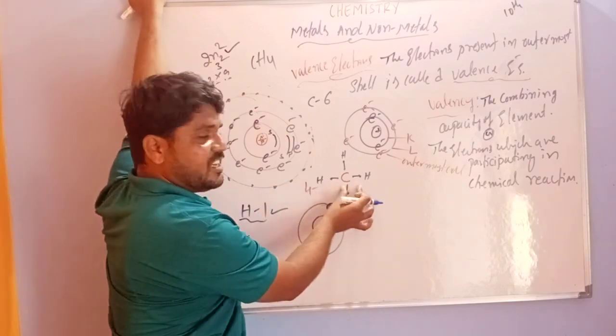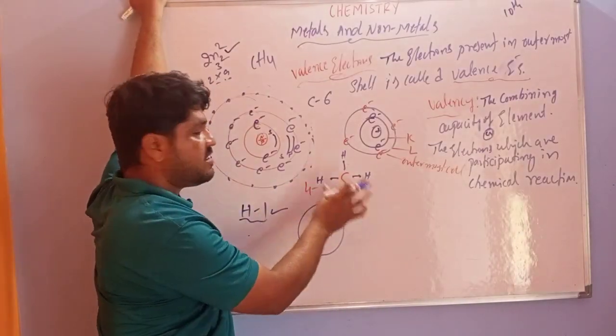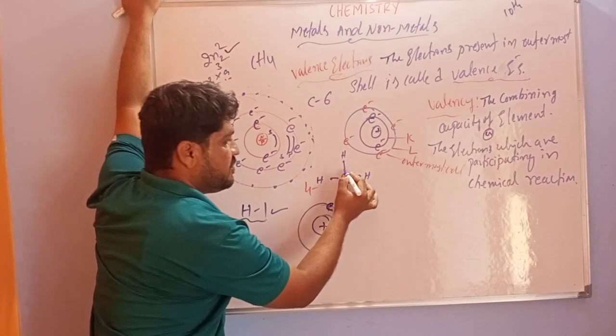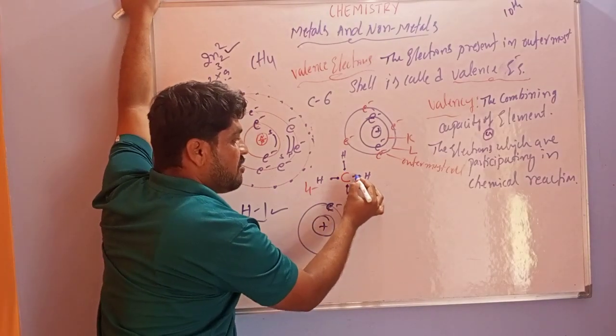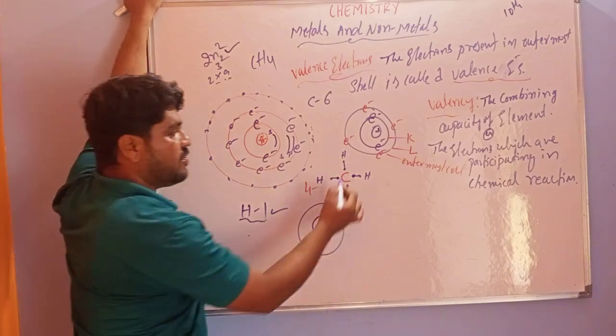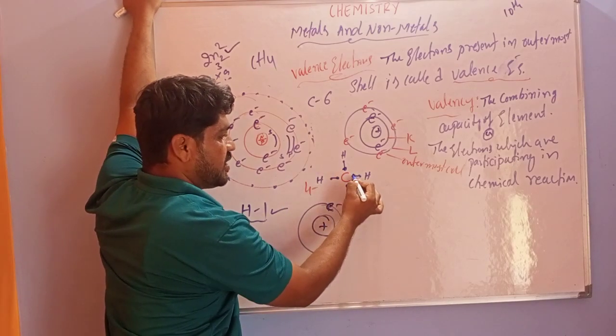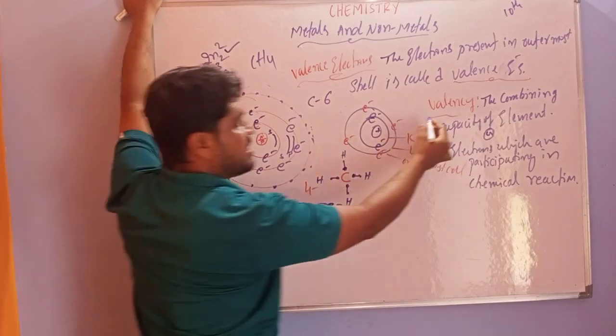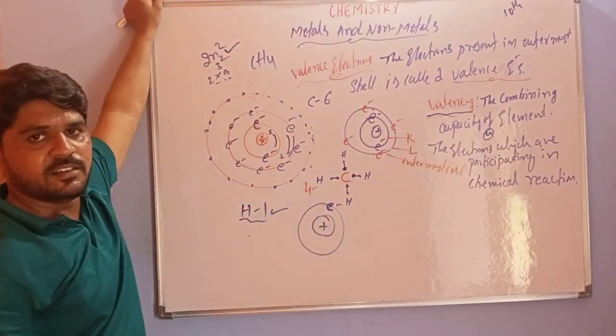And the carbon valency is 4. Why? Because this carbon makes 4 bonds. The 4 electrons surround the carbon, and these 4 electrons are responsible for making bonds. That is what we call valency.